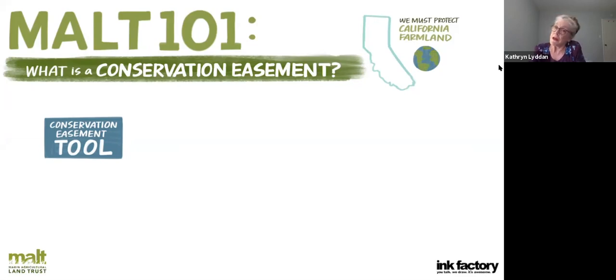So I'm going to provide you with a little bit of background about conservation easements, and Brady's going to dive into the details a little bit. So some historical perspective. When Europeans came to California, they brought with them the concept of private property. And of course, we have a nation that's based on private property rights.